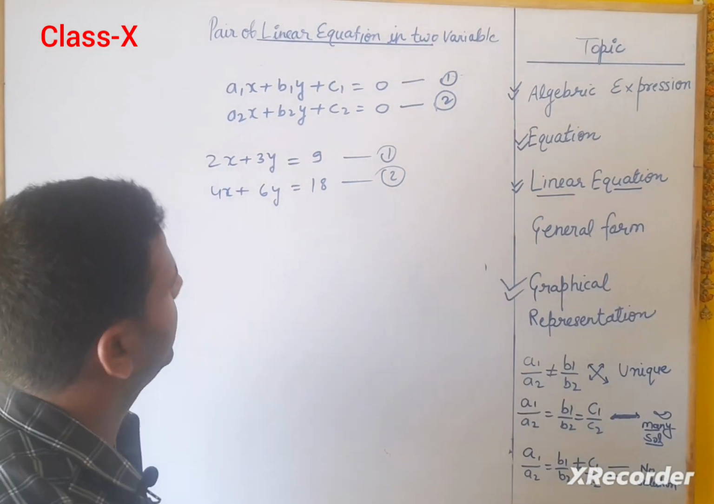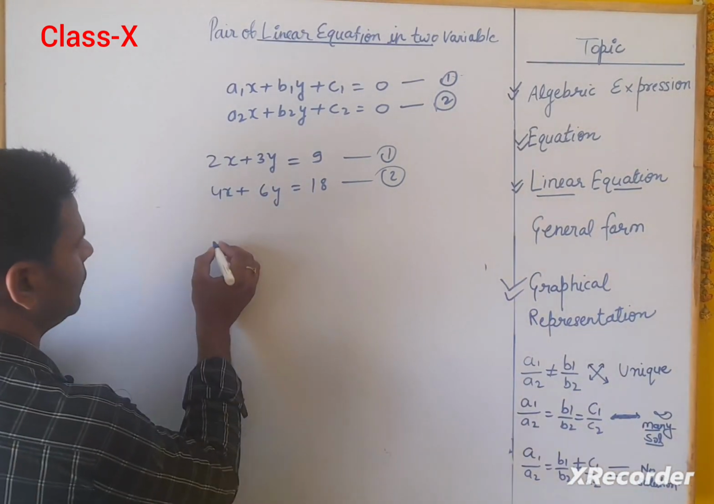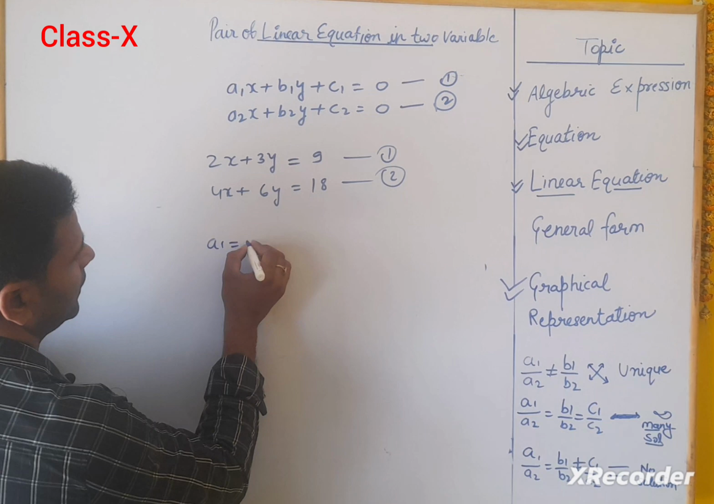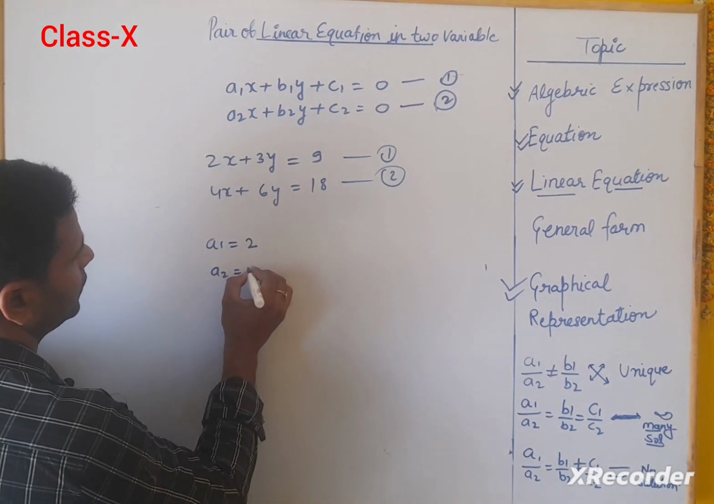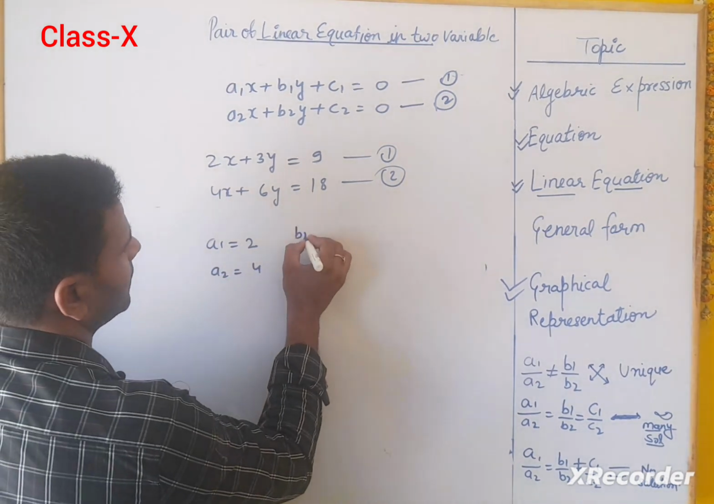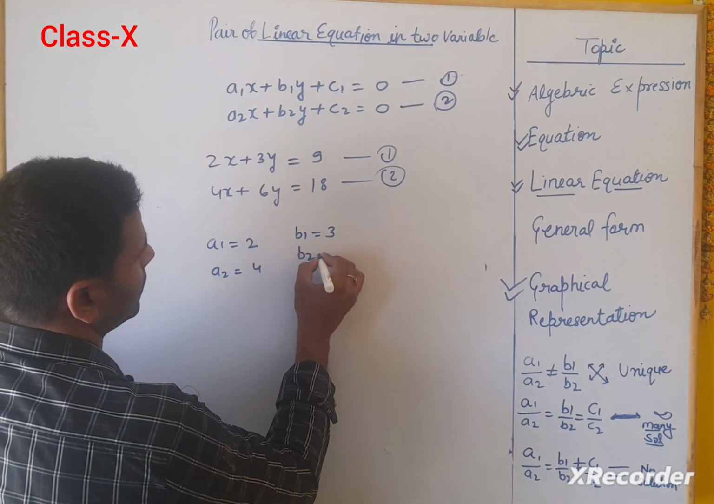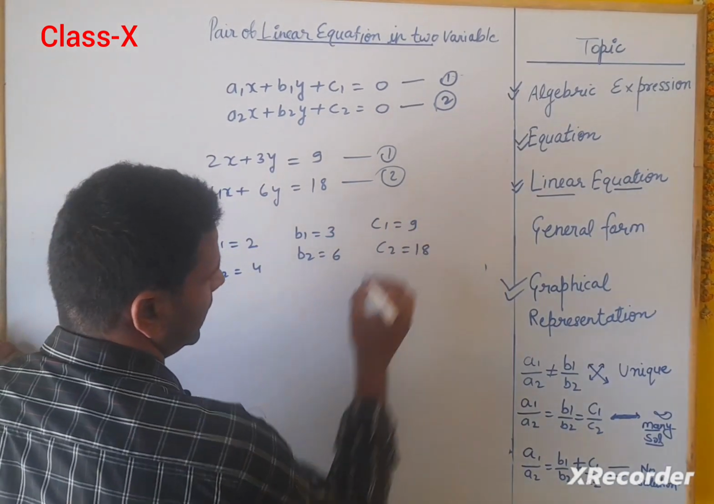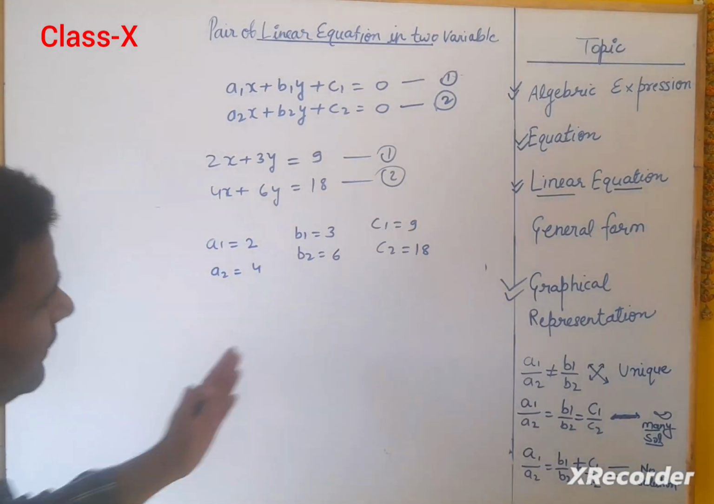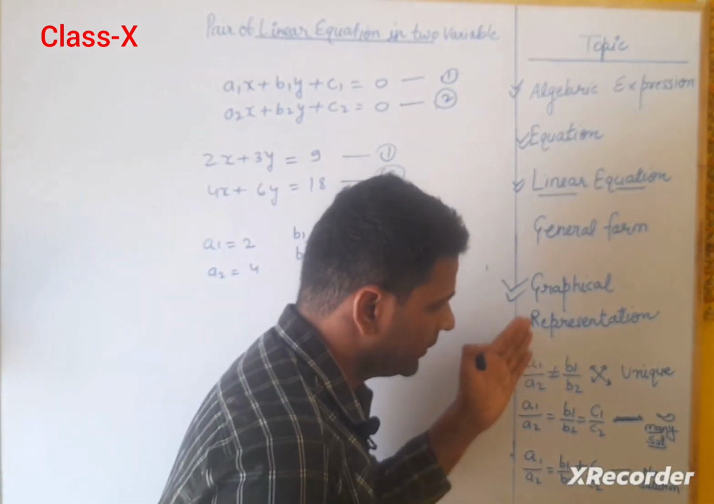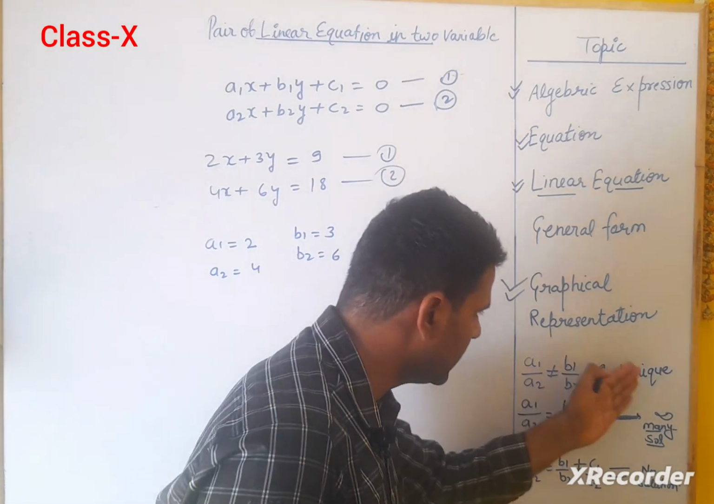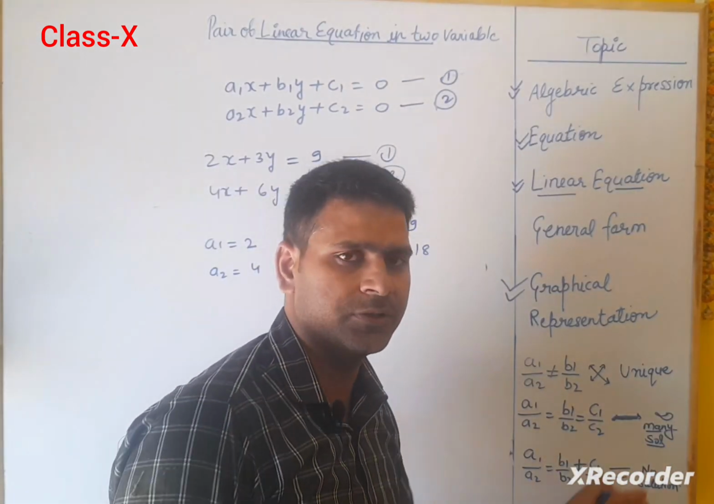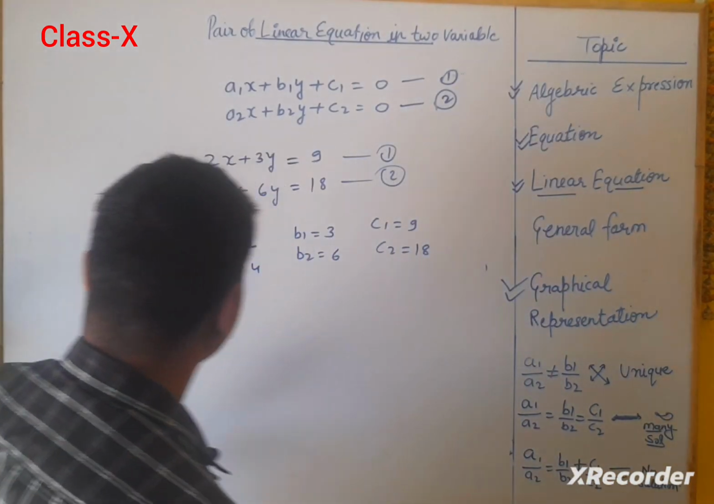Let us find the values of a1 and a2. The a1 value is 2, a2 value is 4. The b1 value is 3, b2 value is 6. The c1 value is 9 and c2 value is 18. So how can we find whether the pair of linear equations has a unique solution, infinitely many solutions, or no solution? Let us start.